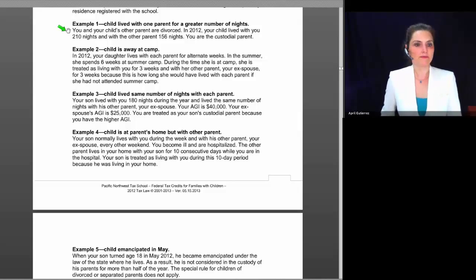They're IRS's. Example number one, the child lived with one parent for a greater number of nights. You and your child's other parent are divorced. In 2012, your child lived with you 210 nights and with the other parent 156 nights. You are the custodial parent.